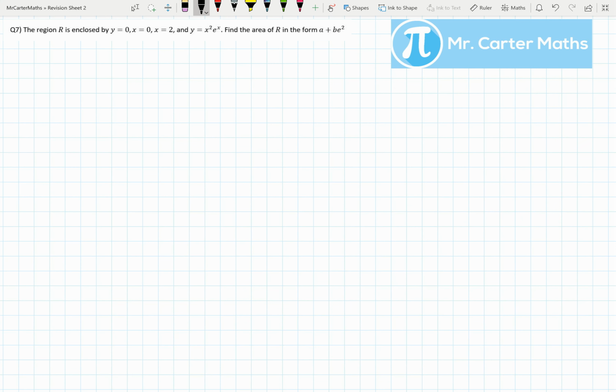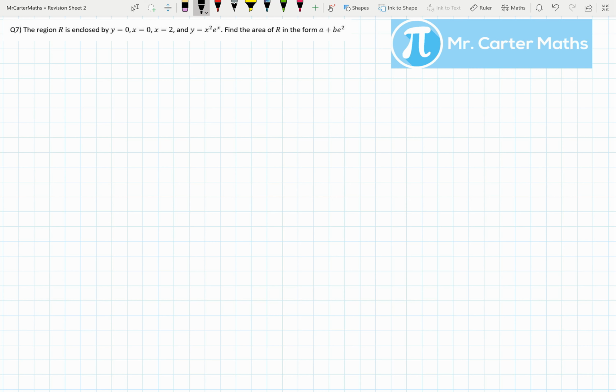Question 7. The region R is enclosed by the x-axis, the y-axis, x equals 2, and some curve. Okay, so it's worth looking at this curve and realising that between my x's 0 and 2, it strikes me quite apparent that that's always going to be positive. Okay, e to the x is always greater than 0 between 0 and 2, as is x squared. Okay, so it's an integration question because it's an area, but I don't have to worry about it dipping below the axis.